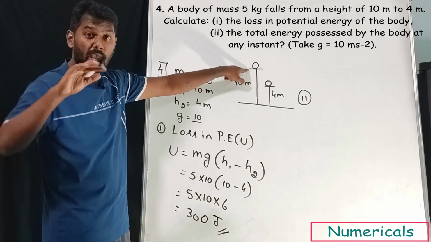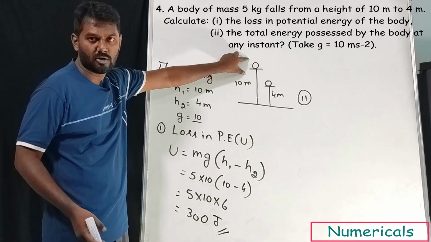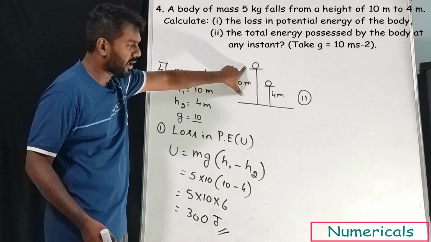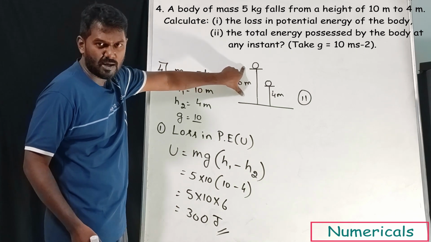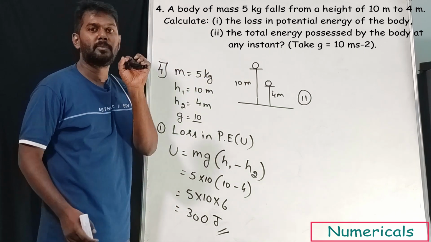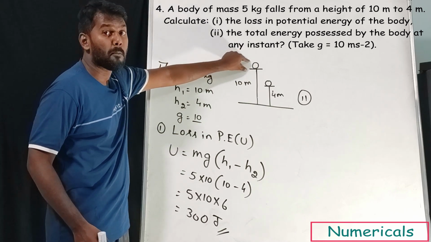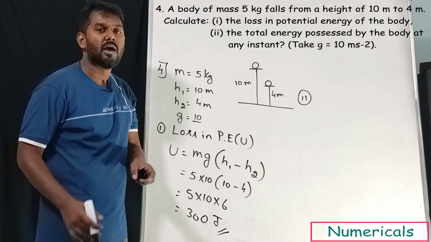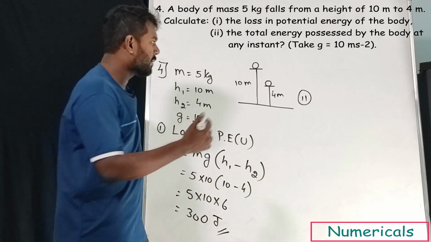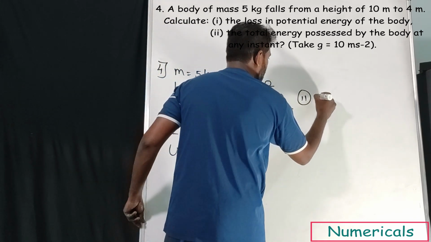We will talk about the first instant. They are talking about any instant, right? We will take this instant only, okay? At this height, potential energy will be maximum and kinetic energy will be 0, correct? Here at this height, potential energy will be maximum and kinetic energy will be 0. At this height, what will be the potential energy? We will apply the formula.